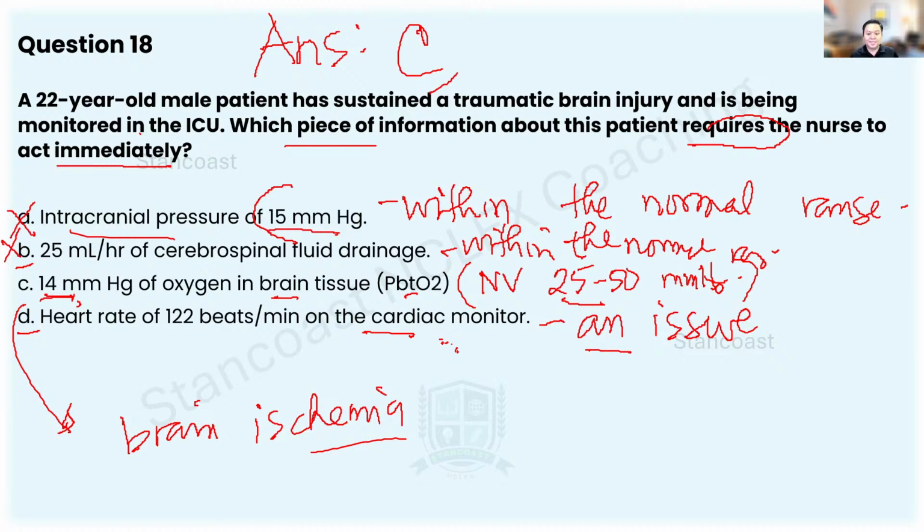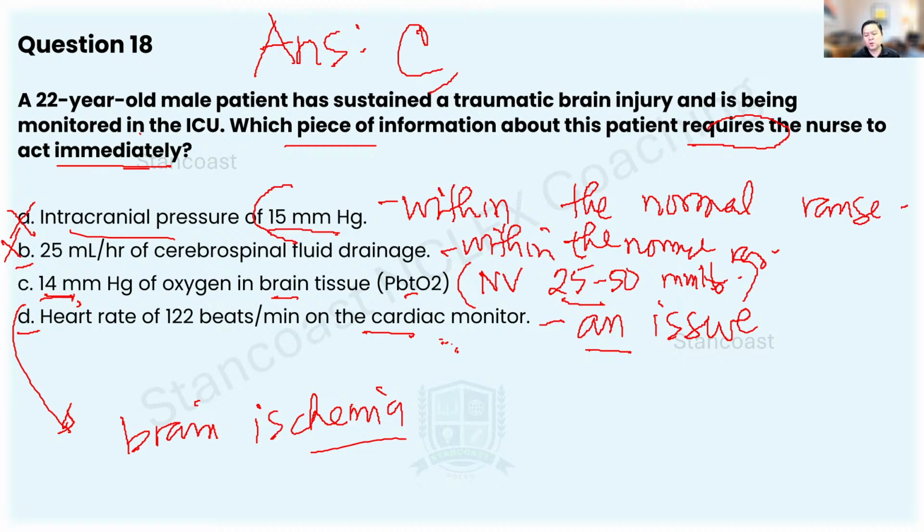All right. The goal here is to make sure that our patient stays within the range, at least 25, or let's say within the 25 to 50 range, to make sure that they are getting enough oxygen. If not addressed accordingly, our patient will end up with irreversible brain damage. And again, the question is asking us to act immediately, and that is the PbTO2 of 14. All right, I think this is my last question for the day. Yes, I think it is.